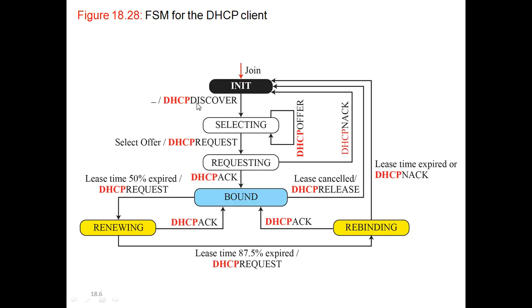This is the next one, the selecting state. After sending a DHCP discover message, the client goes to the selecting state. In this state, the client collects DHCP offer responses from the DHCP servers. The servers offer an IP address, lease duration, etc. The client must choose one of the offers and negotiate with the server for a lease. To do so, the client sends a DHCP request message to the selected server. Sometimes a server can also send a negative acknowledgement.